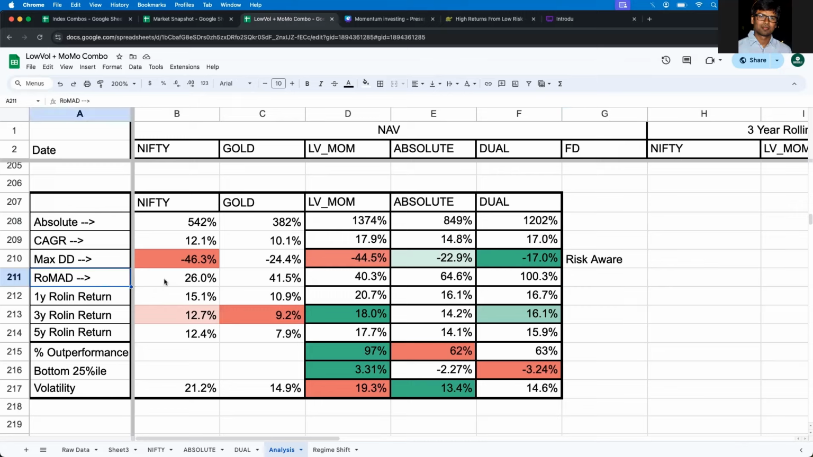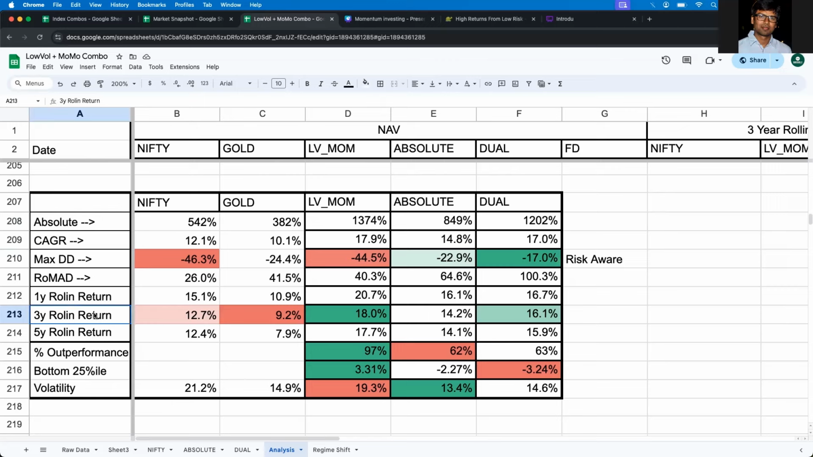Now, when you do a Roman ratio, which is nothing but the returns divided by the maximum drawdown, you see that the best value is in dual momentum strategy. And even from the max drawdown point of view, dual momentum scores the best because it has the lowest drawdown of only 17% in the last 18 years. And that's because you are switching between gold and equities.